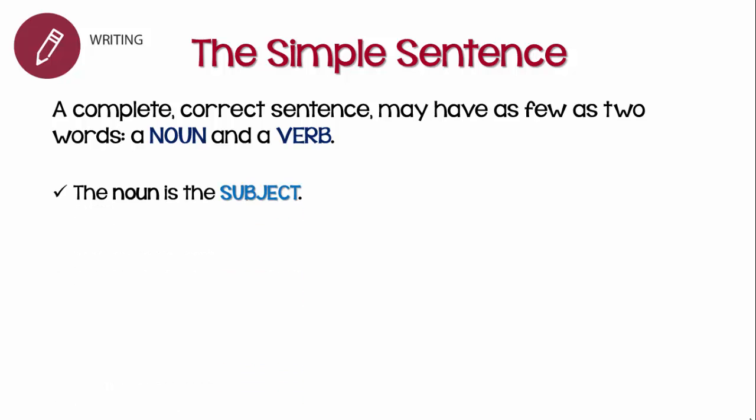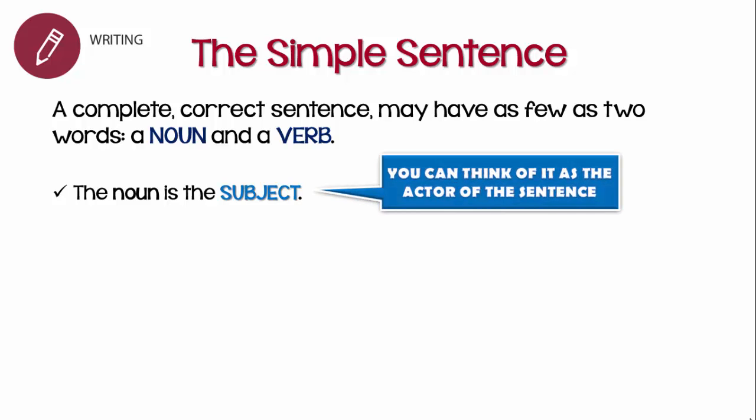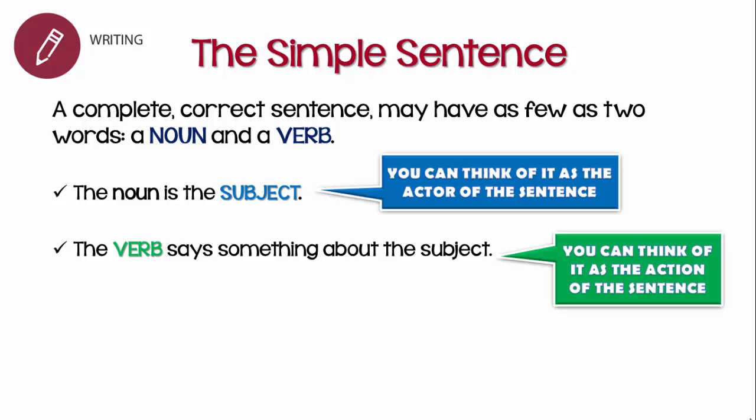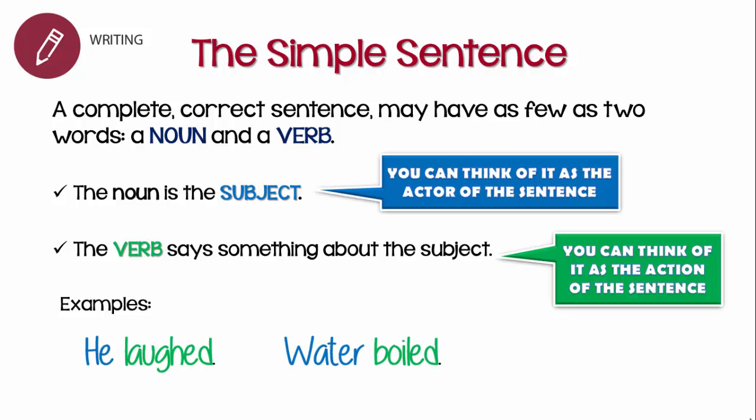The noun is the subject. You can think of it as the actor of the sentence. The verb says something about the subject. You can think of it as the action of the sentence. Let's take a look at some examples. He laughed. Water boiled. Boys shout.